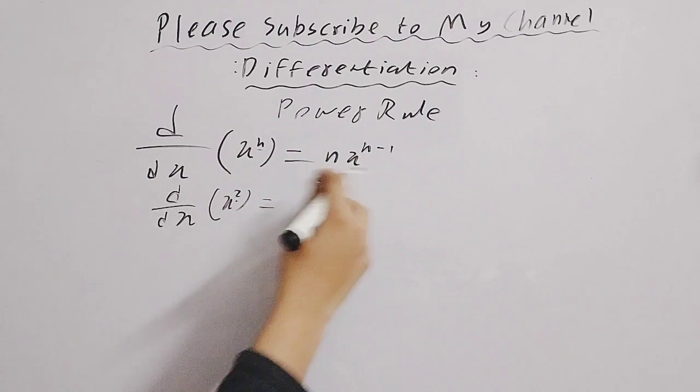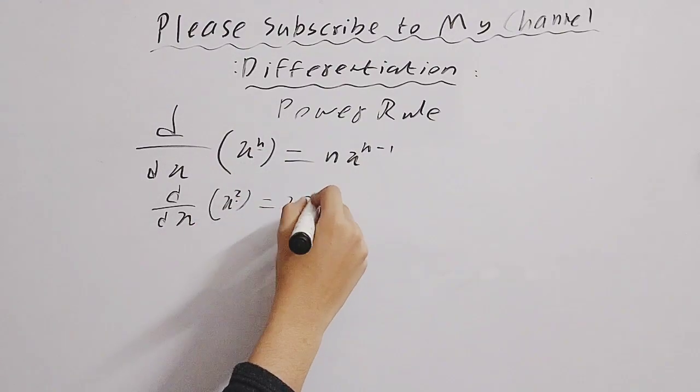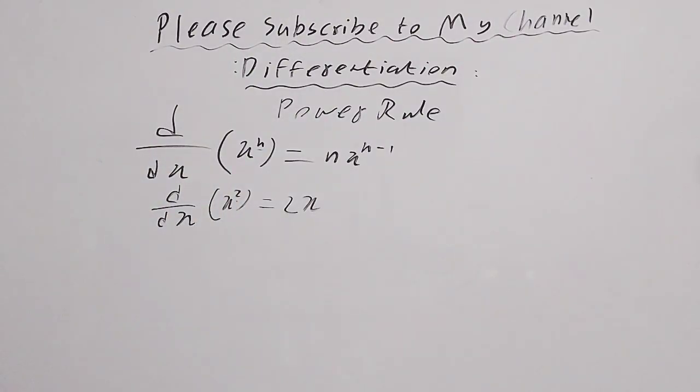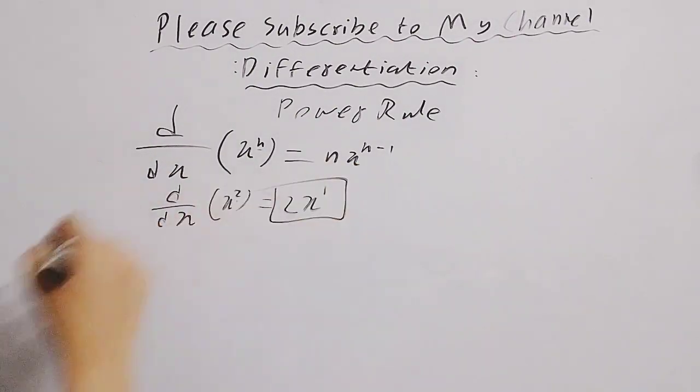So it will be nx, nx is 2x. 2x to the power n minus 1. n is 2, so it will be 2 minus 1, which is just 1. And this is your answer.